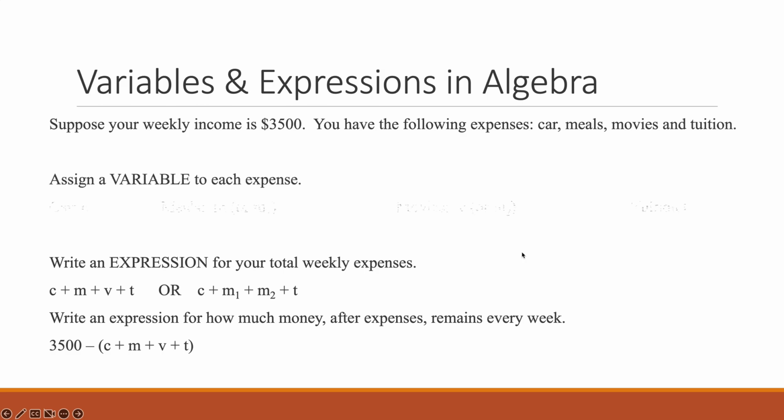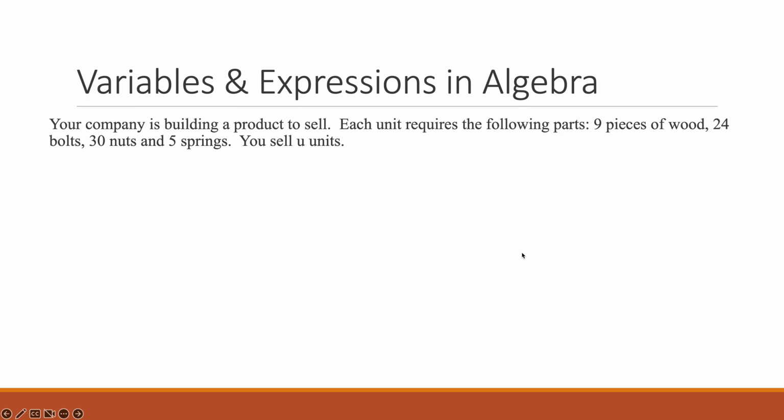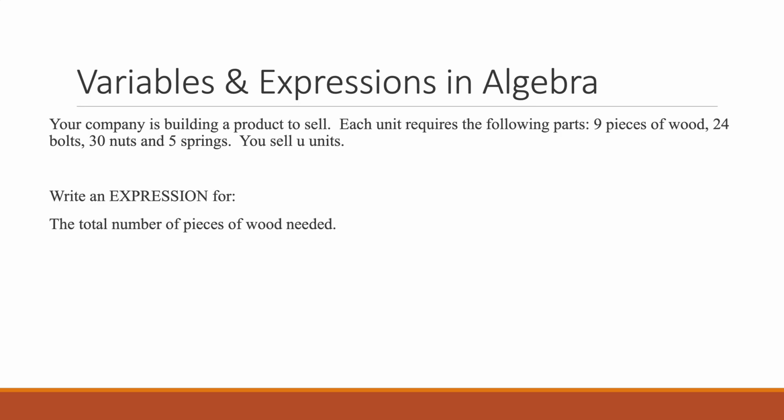Okay. I don't know why these things flash. Something happened somewhere. Okay, next, your company is building a product to sell. Each unit requires the following parts: 9 pieces of wood, 24 bolts, 30 nuts, 5 springs. You sell U units. Write an expression for total number of pieces of wood needed, total number of nuts and bolts needed, total number of parts needed.